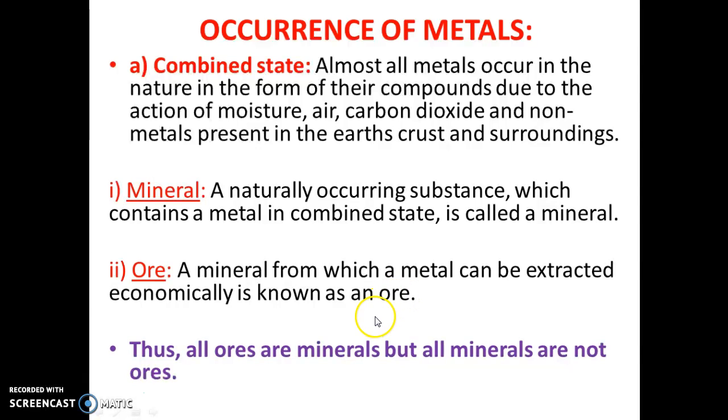So generally all ores are minerals, but all minerals are not ores. For that we take the example of aluminium and bauxite. Aluminium can be extracted from bauxite. We know that bauxite is the ore of aluminium, but bauxite is generally extracted from clay. So clay is the mineral and bauxite is an ore. This is a very good example.